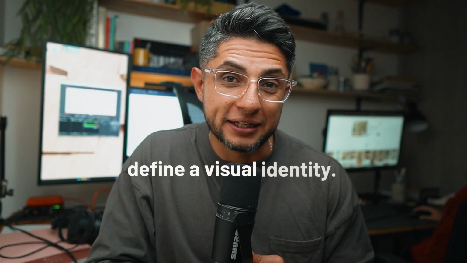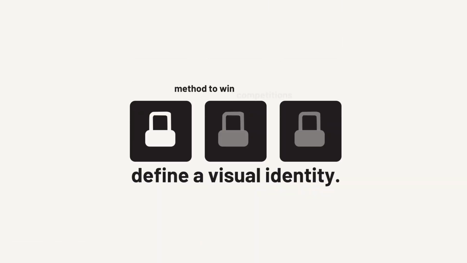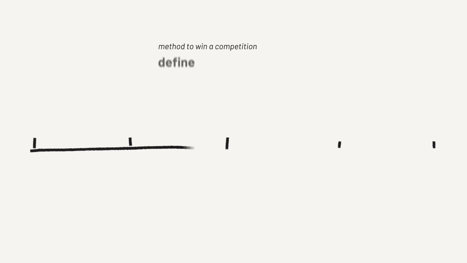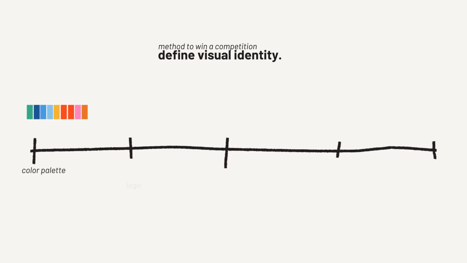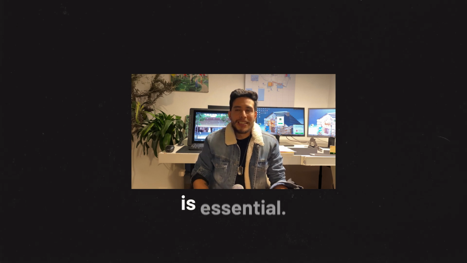And one of the things BMark does as soon as they start a new project is define their visual identity, which is the first of 3 keys they use for their method to winning competitions. Their visual identity is usually composed of a color palette, a logo, a name for the project, and a series of key visual elements. For us, creating a brand for each project is essential.